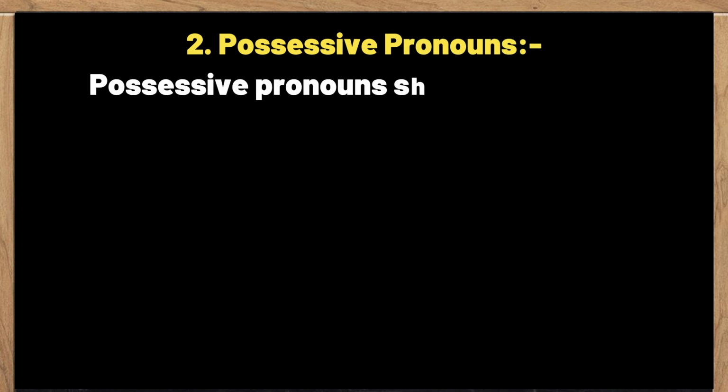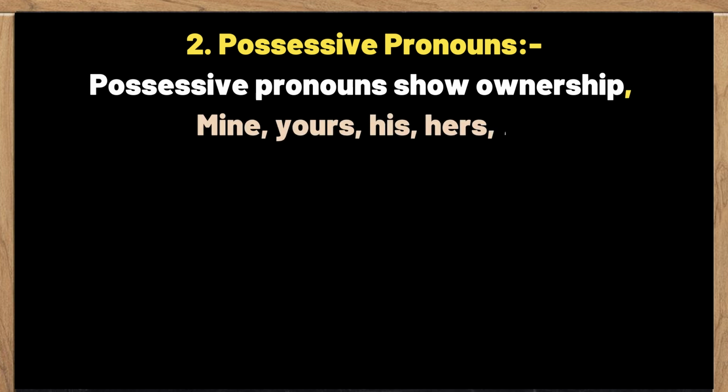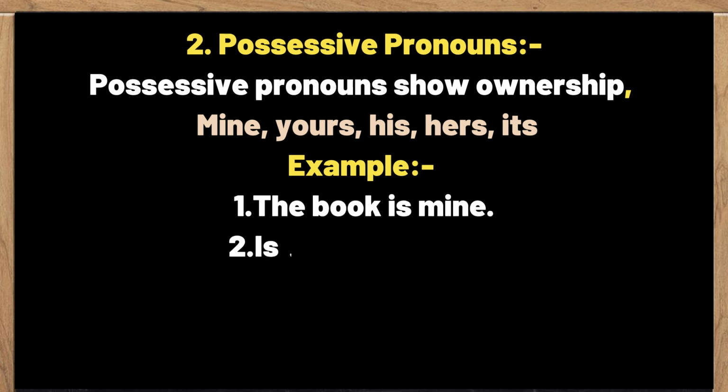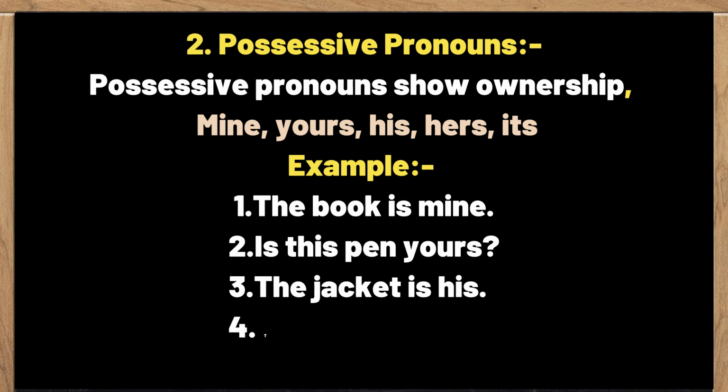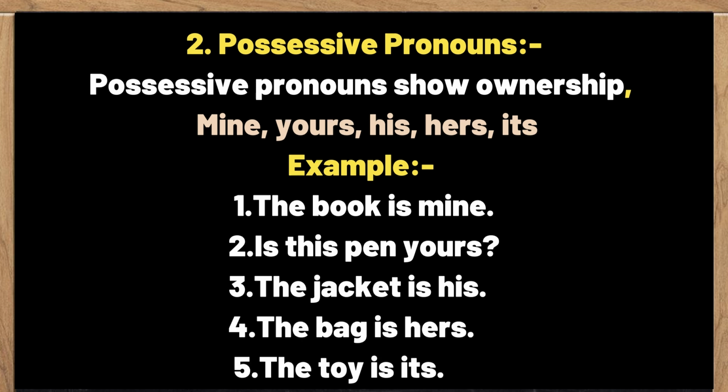2. Possessive pronouns. Possessive pronouns show ownership: mine, yours, his, hers, its. Example. 1. The book is mine. 2. Is this pen yours? 3. The jacket is his. 4. The bag is hers. 5. The toy is its.